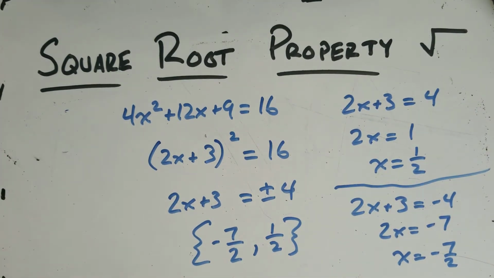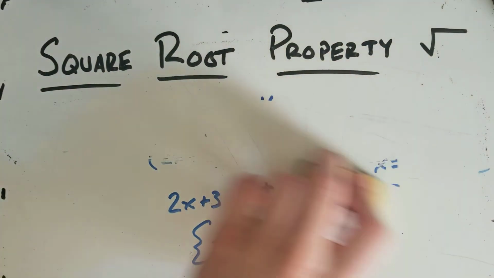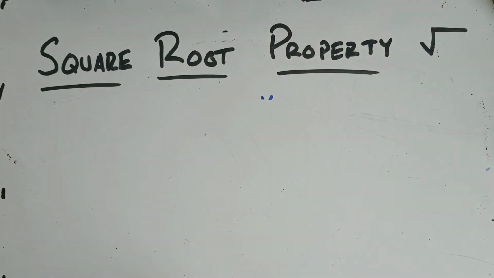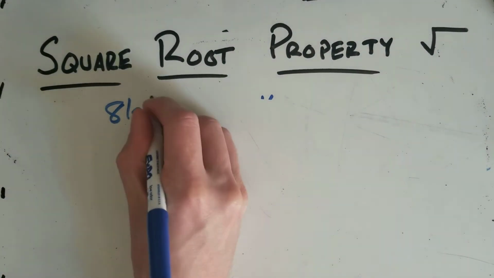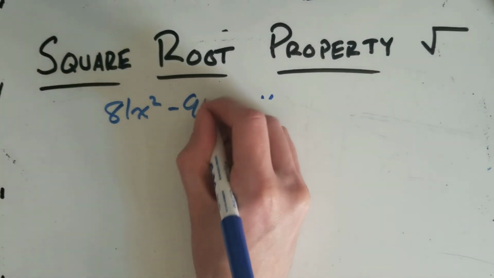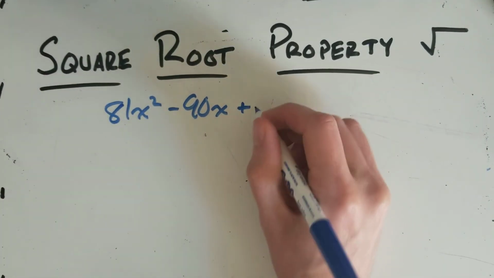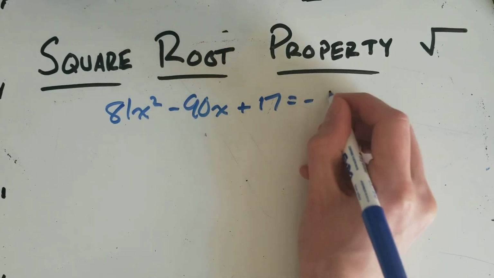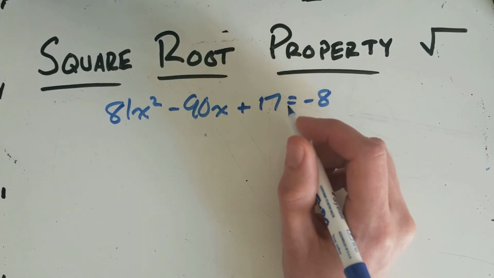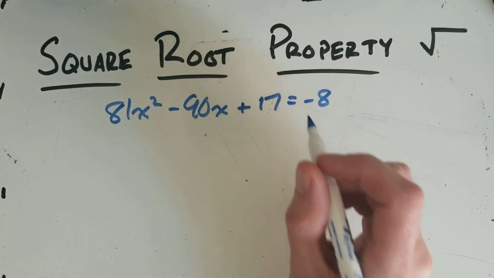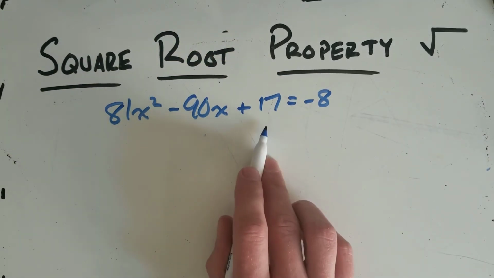All right, on to our last problem of the day. This one we have 81x squared minus 90x plus 17 equals -8. Now for this one, we can check to see if this is a perfect square, but even right off the bat, you might notice the right side isn't a perfect square, and it's going to be kind of a mess to do things.